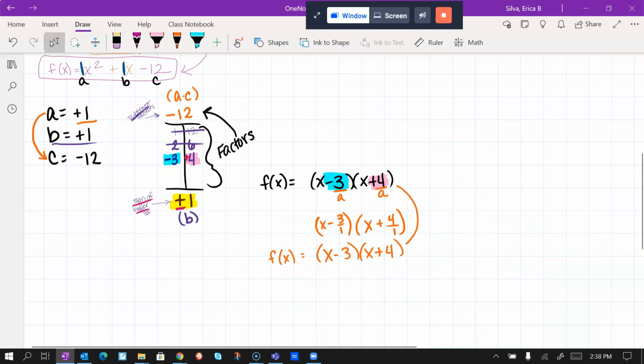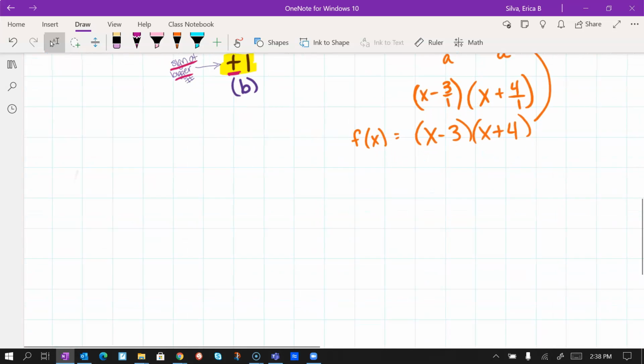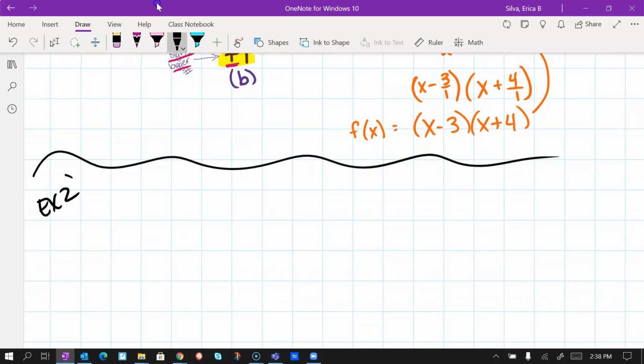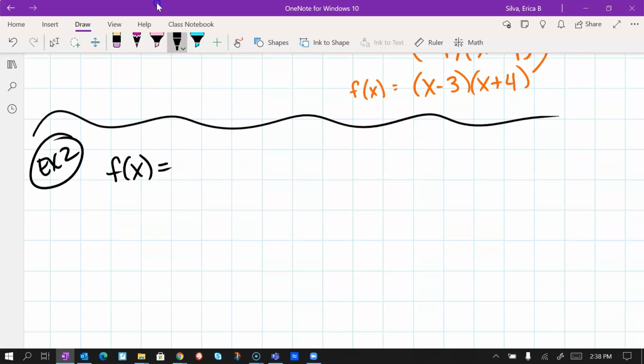All right, we're not going to go to the extent of solving for it. We're just going to factor today. So let's go to the second example. Example number 2. And we've got f of x is equal to 2x squared minus 5x minus 7. Okay, we're going to go to factor form. Let's label our a, our b, and our c.